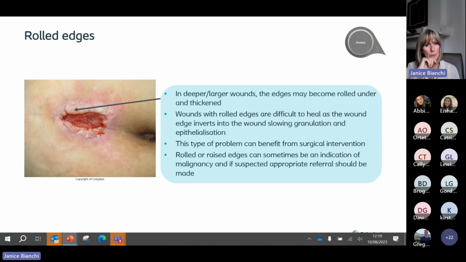And then rolled edges can be there for a number of reasons. Again, it tends to be larger, deeper wounds. And because the wound edge is rolled back on itself, the epithelial cells, again, are stuck. They can't complete the wound healing process. This is often a case for surgical interventions. So again, speaking to your tissue viability nurse, but we need to be aware as well that a rolled edge can be caused by malignancy. So we need to be careful and consider that too, and make the appropriate assessment and referral to specialists.